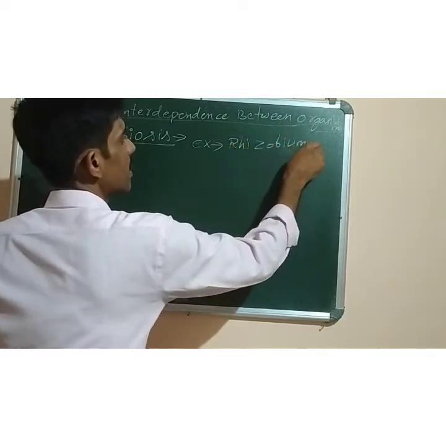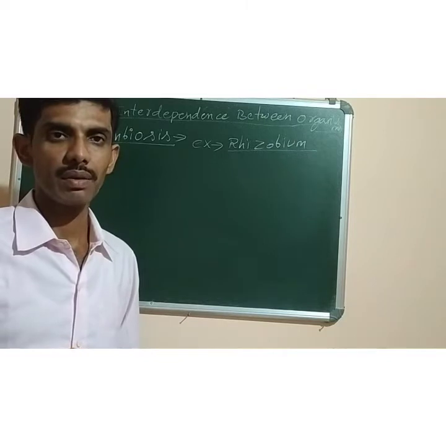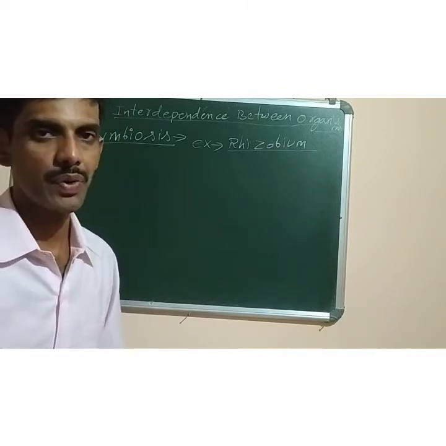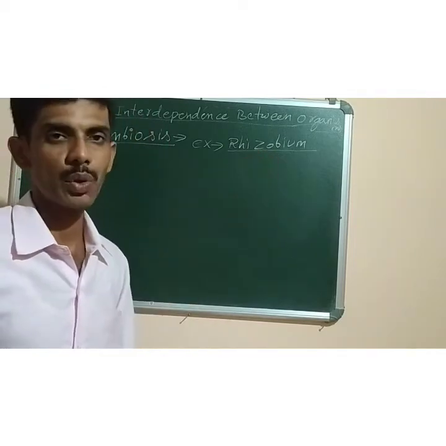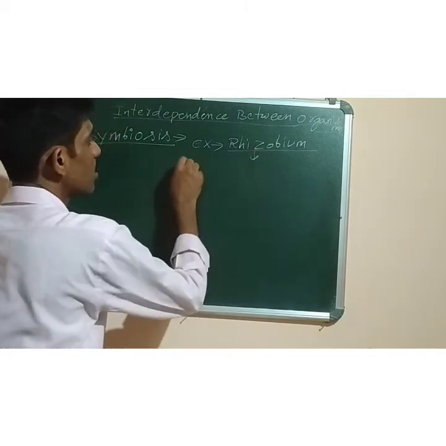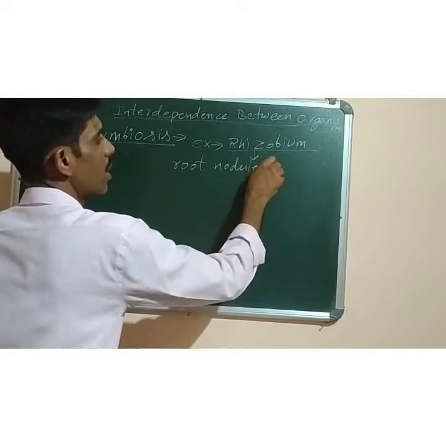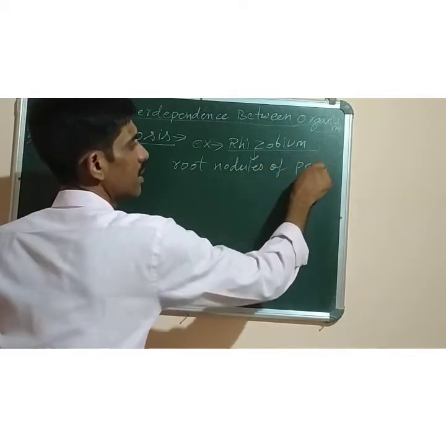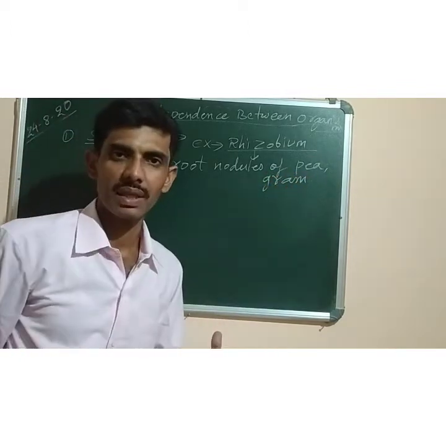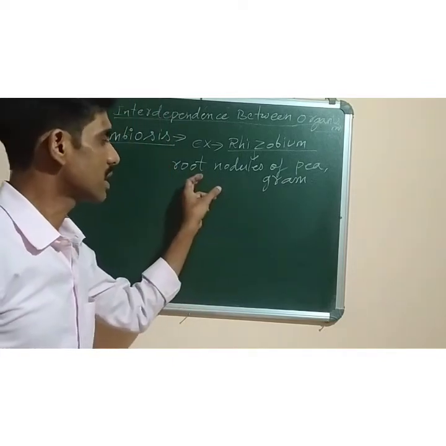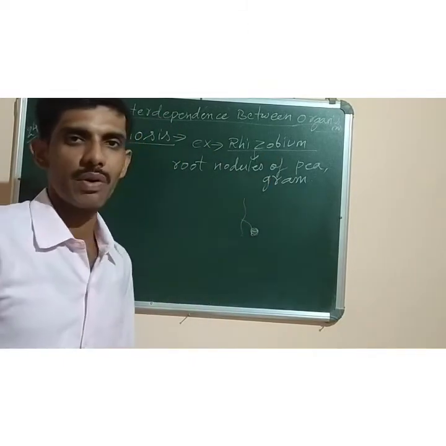Rhizobium is the name of a bacteria which helps to convert atmospheric nitrogen, that is the nitrogen present in the air in gaseous form, into nitrates. It is found in the root nodules. Root nodules means the swellings of leguminous plants like pea, gram, all those plants which produce pulses, dal, we say, no? So in their roots, the roots will have swellings like this, and within these nodules, this bacteria will be found, rhizobium bacteria.